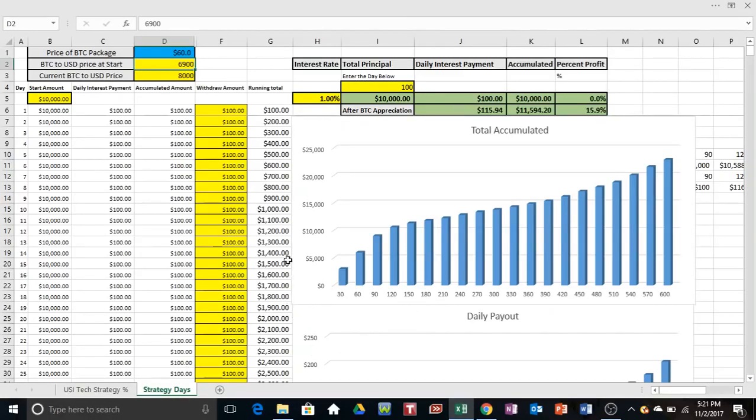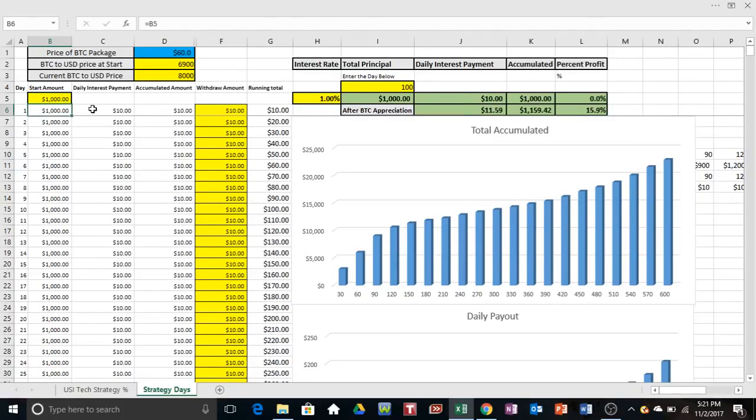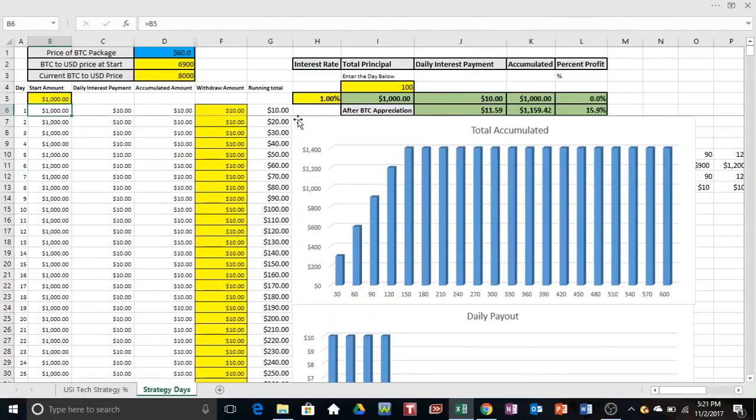So in this section here, you see here's the price of the BTC package, and here's your starting amount. So you put your starting amount right here, and let's go ahead and go with just $1,000, just like we had before. And you see here, this is your withdrawal column right here. So this is if you want to withdraw every single day, this is where you put it. So right now I already have it set up for withdrawing every single day, and you'll see that after 140 days, you have accumulated $1,400, and your percent profit is 40%.